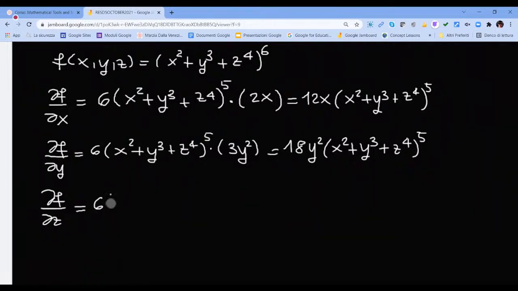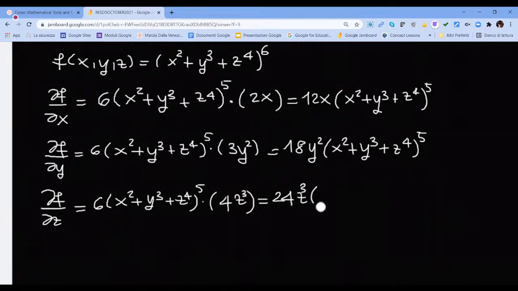Okay, let's compute the derivative with respect to z, and this is the very same as before, but what we have to consider this time is the derivative with respect to z, 4z to the power of 3. That is 24z cubed multiplied by this parenthesis plus z to the power of 5.